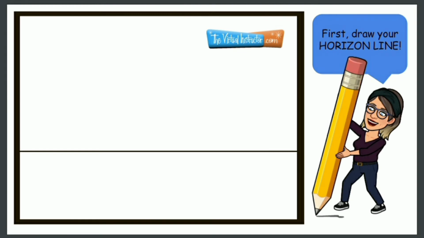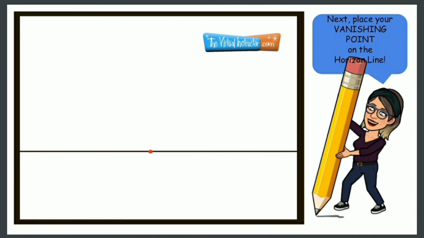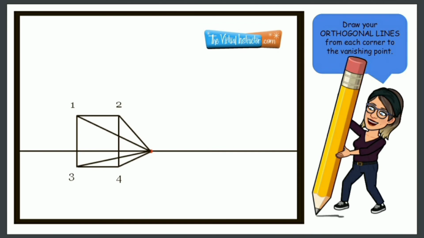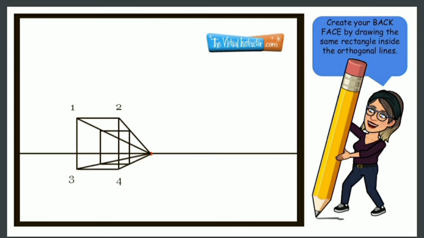Let's make one together. First, draw your horizon line. Next, place your vanishing point on the horizon line. Draw a rectangle to create your front face. Draw your orthogonal lines from each corner to the vanishing point. Notice we have 1, 2, 3, 4 corners to take to the vanishing point.